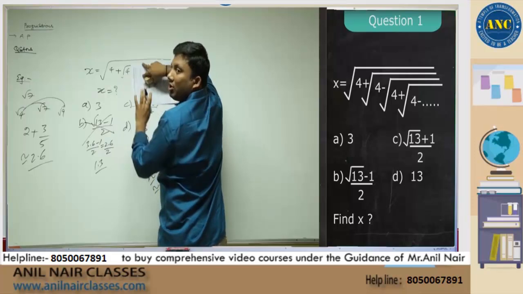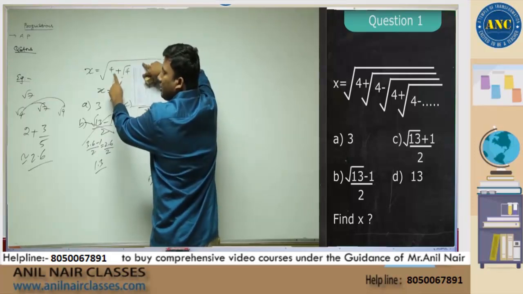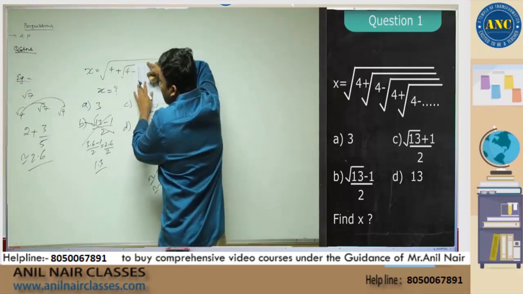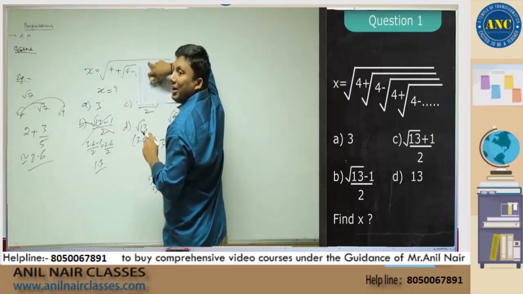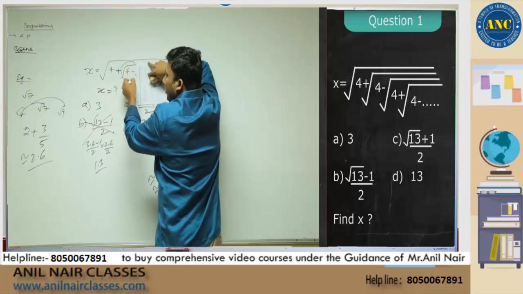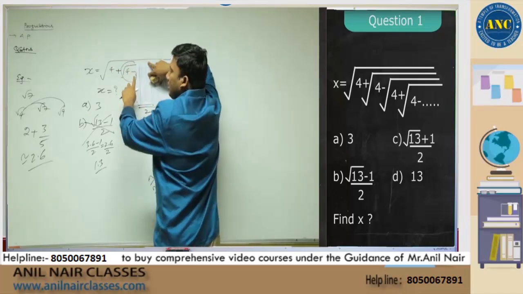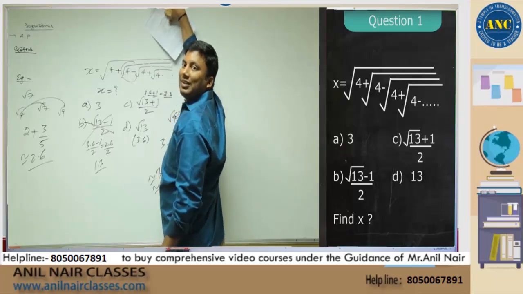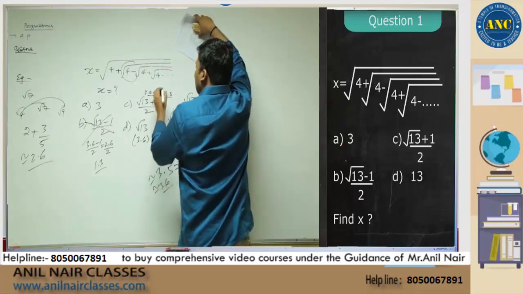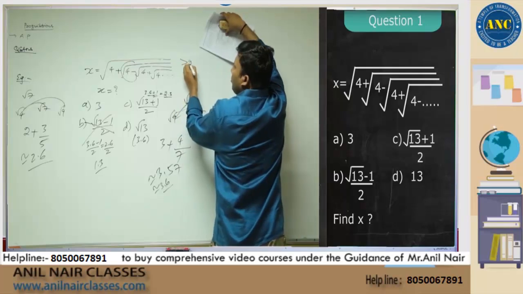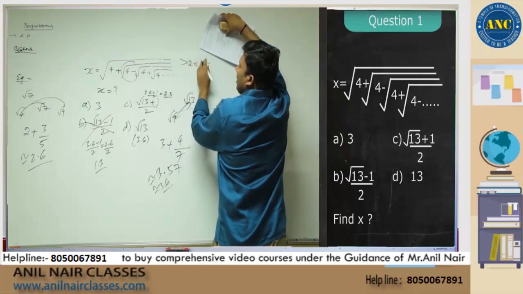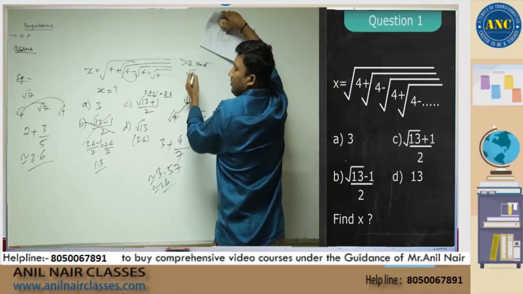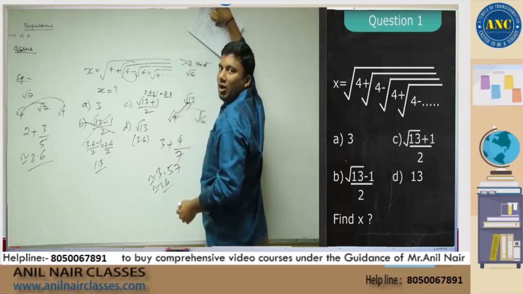What is root 4? 2. What is 2 plus 4? 6. But it is minus. That means this entire value will be less than 2 plus 4. What is less than 2 plus 4? Less than 6. Answer should be greater than 2 and less than root 6. Are you all with me?